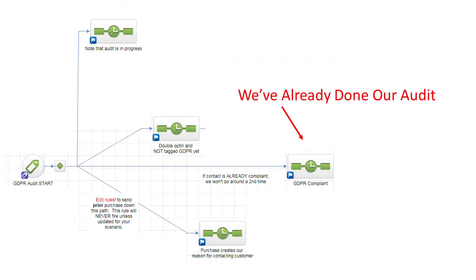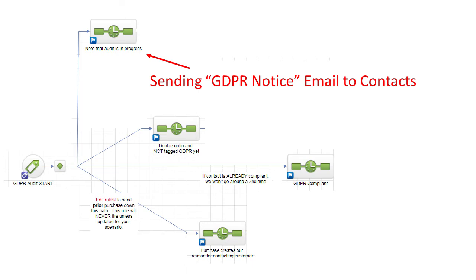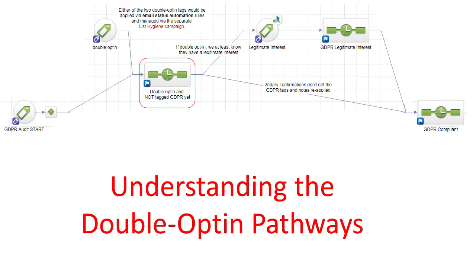For contacts that have already been through the audit successfully, we short-circuit to the end to avoid doing it a second time. The last pathway is up top, where we send the GDPR notices to our contacts who did not get sent down any of the other pathways. We're going to start our deep dive in the double opt-in pathway.